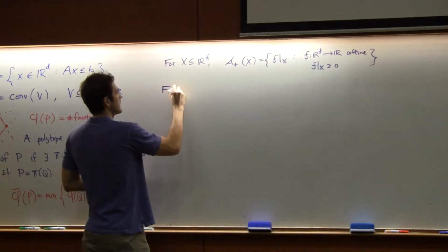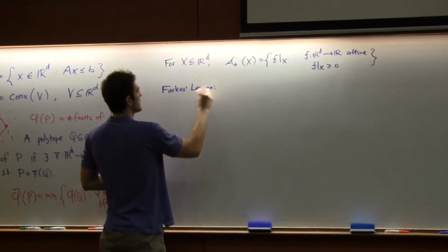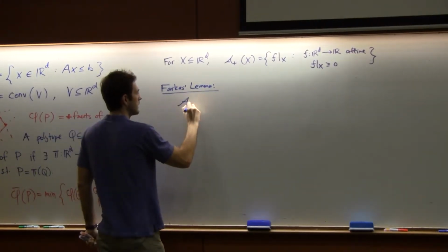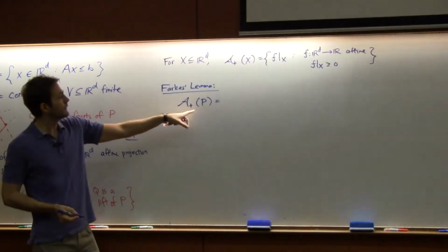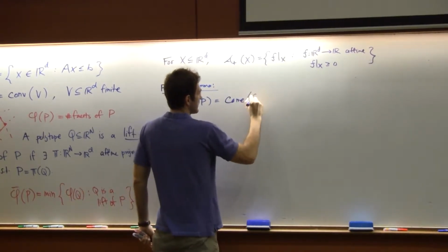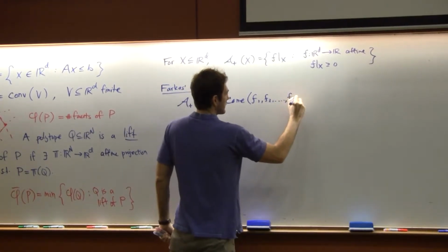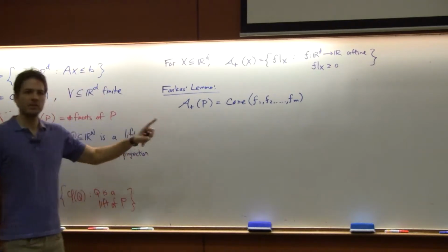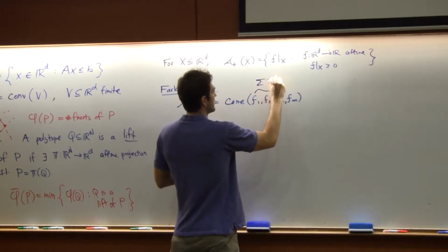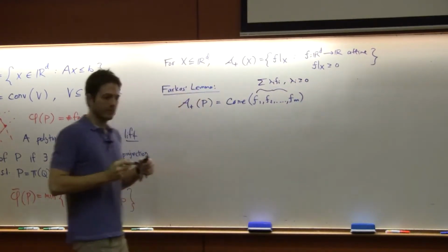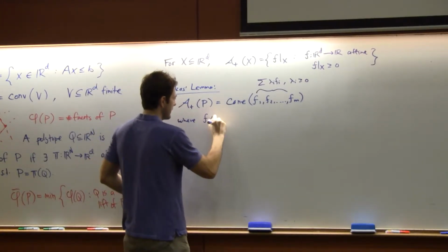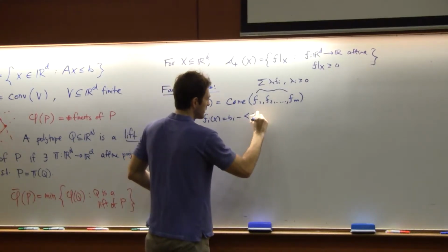And so let's state now what Yannakakis tells us in this setting, which is that for a polytope P, the set of affine functions that are non-negative on P is exactly the cone of the following functions. By cone, I just mean all of the non-negative combinations of those functions. So you sum them up with non-negative coefficients. I didn't say what the functions are yet. Okay, let's do it. Where f_i of x is b_i minus the inner product of a_i and x.